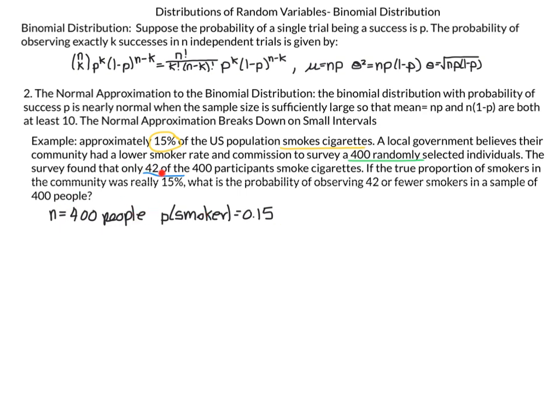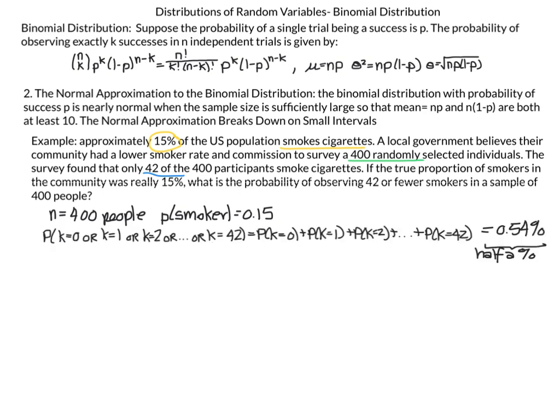And the question is specifically not that you find 42, but you find 42 or fewer smokers in a sample of 400. So what we want to calculate is the probability that K is equal to 0, 1, 2, 3, 4, 5, 6, 7, 8, all the way up to 42. They're independent events, so that's probability K equals 0, plus probability K equals 1, plus probability K equals 2, all the way up to probability K equals 42.